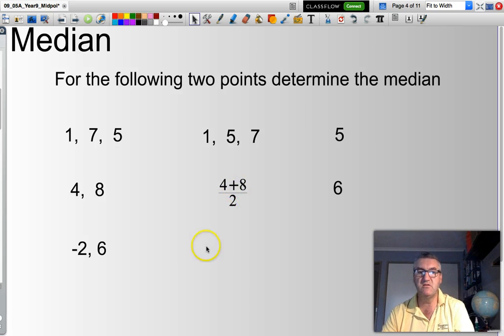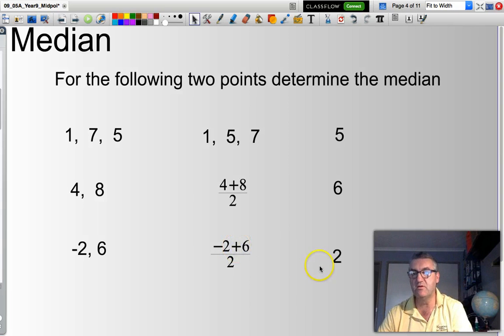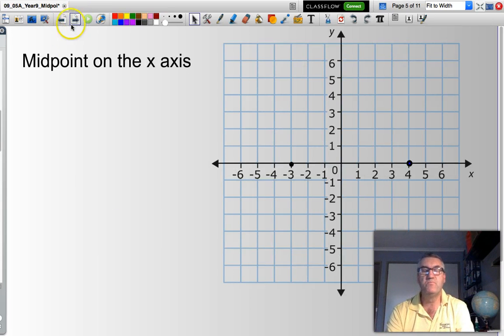So that would give me 6, and if I had a negative number and a positive number, I would add those two together. Negative 2 plus 6 would give me 4. 4 divided by 2 is 2. Now, when we're dealing with the Cartesian plane, we do a very similar thing.